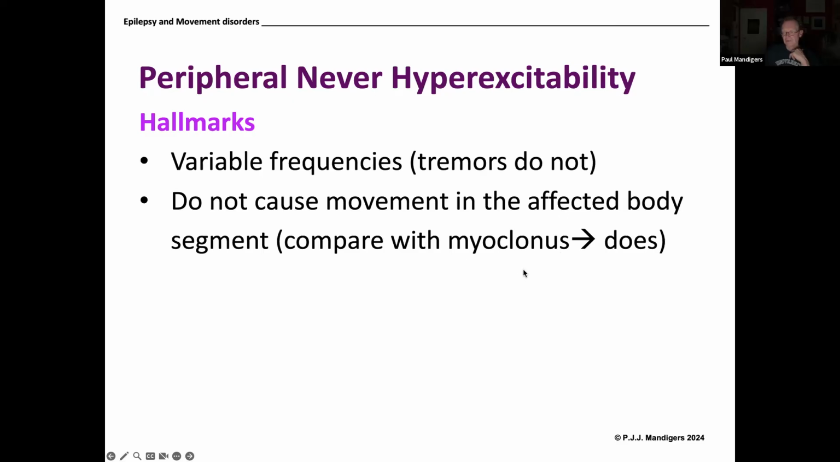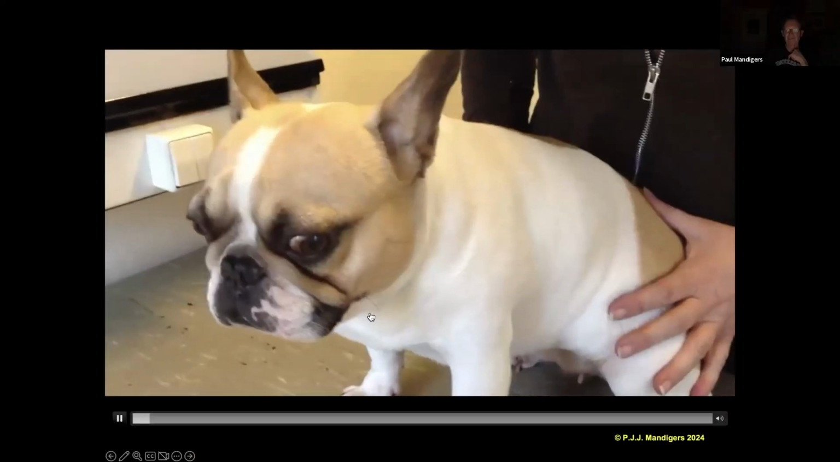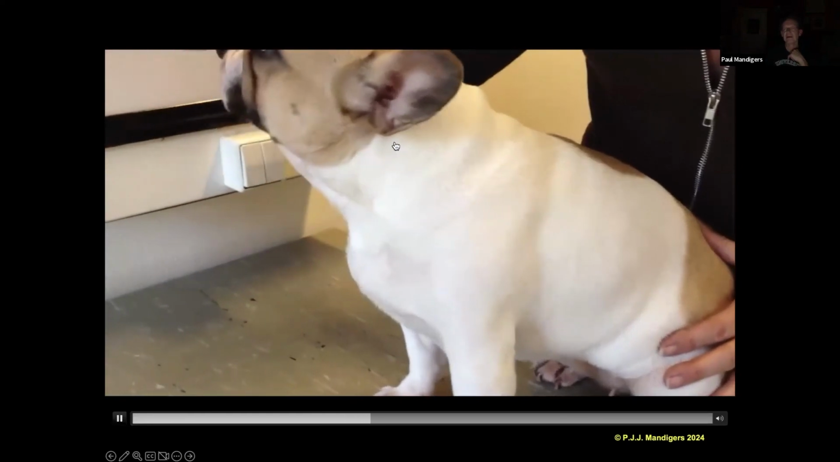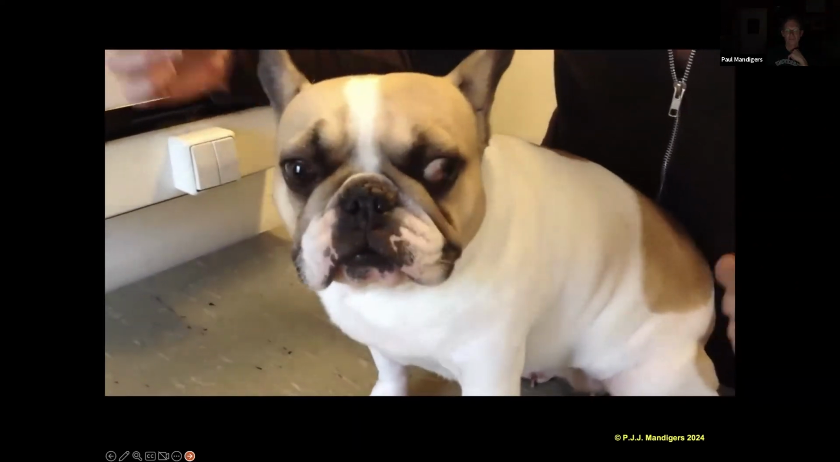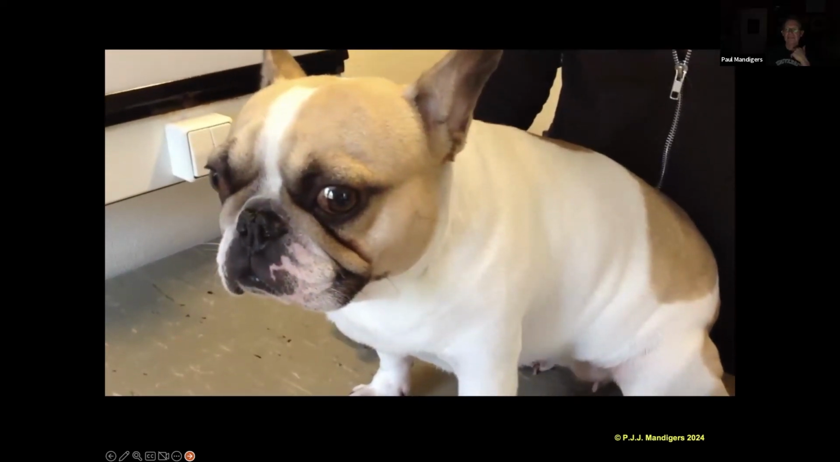So, for instance, if we are talking about myoclonus, well, I can show it to explain it. If we are talking about fasciculations, that's a brief spontaneous contraction of a small group of muscle fibers. So that's this. This is a French bulldog with either syringomyelia or a disc problem, but there you can see these fasciculations. And that's not rhythmic.